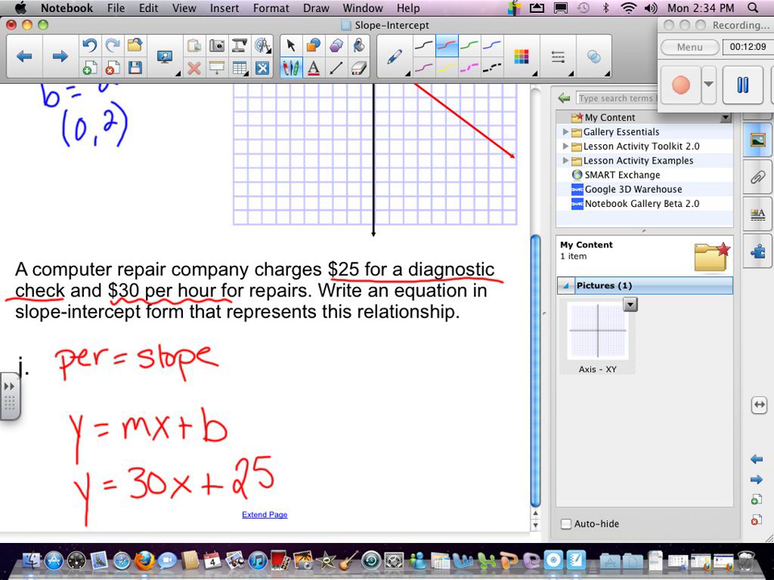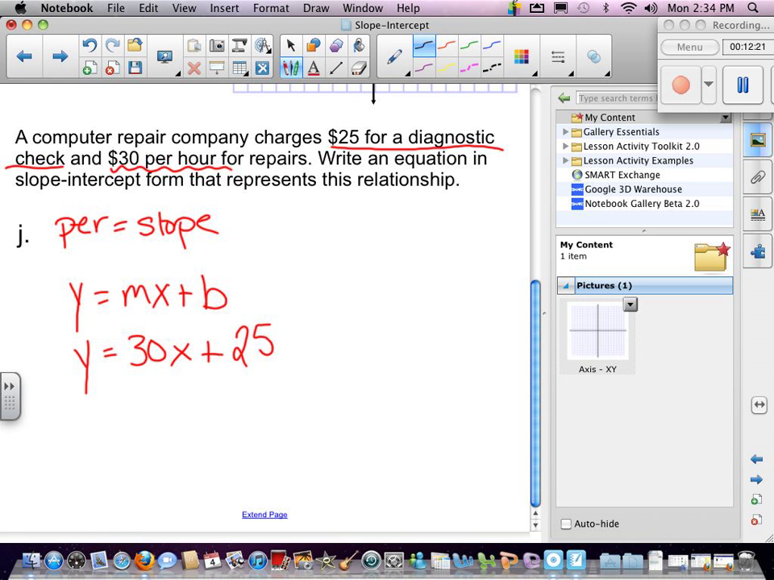Now, a couple of things that we didn't talk about with this particular problem is what do the y and the x represent? So in this case, our x would be representing the number of hours spent on repairs. And then our y would represent the total cost.